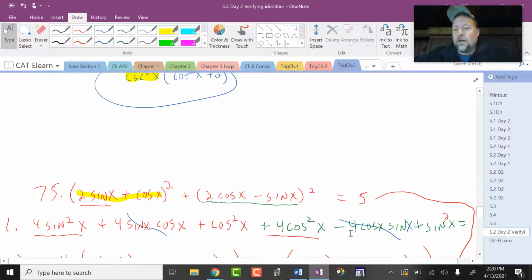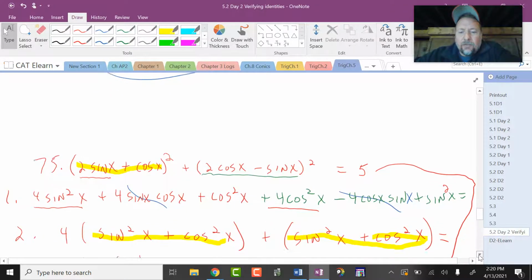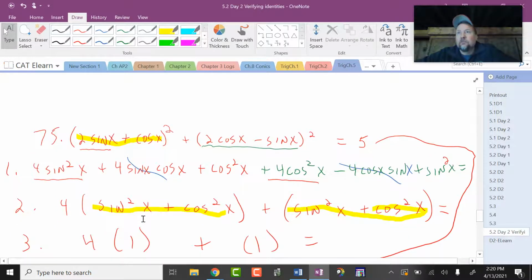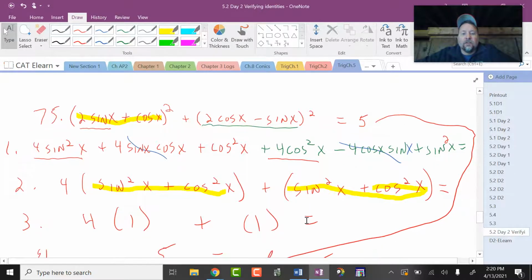Going into this a little too much. And then I would group these two together, not really grouping, but I just list them next to each other. Then I list the 4 sine squared and the 4 cosine squared next to each other and factor out that 4. Hey, everybody, what's sine squared plus cosine squared? 1. Okay, so that's why those turn into ones. 4 times 1 plus 1 is 5.